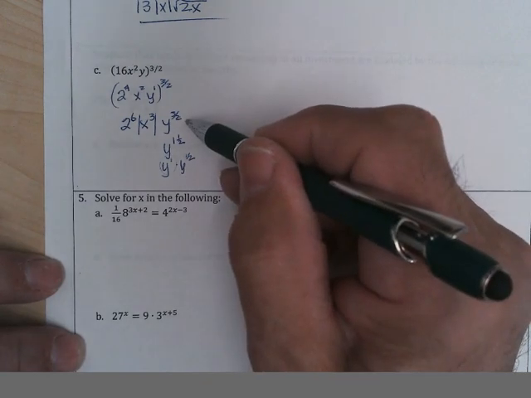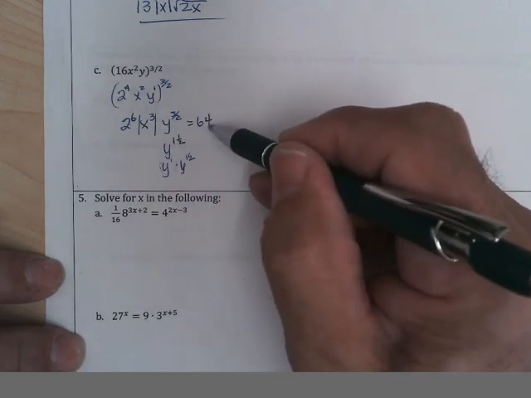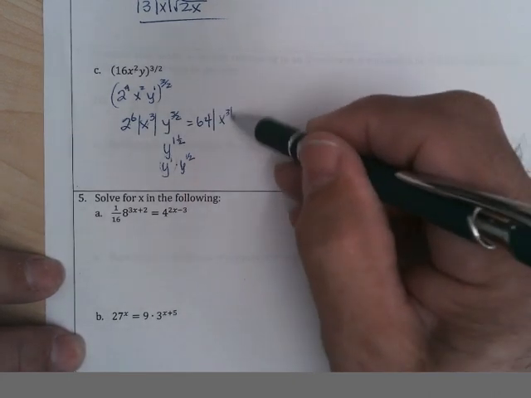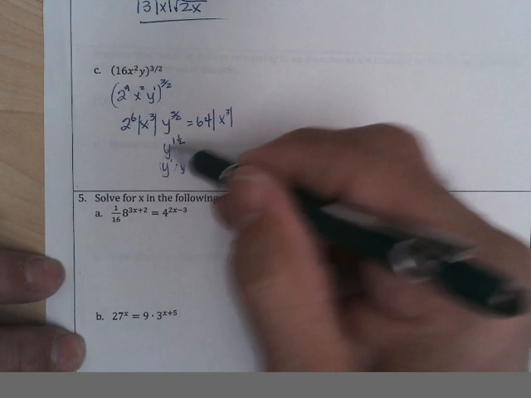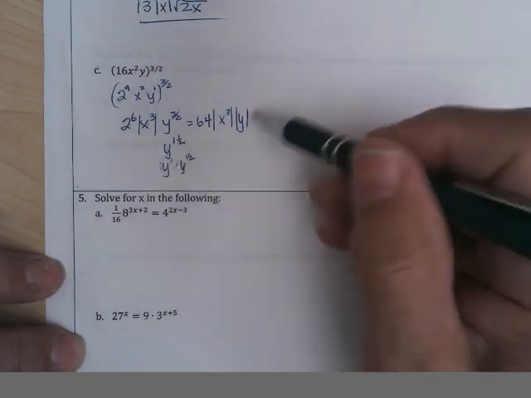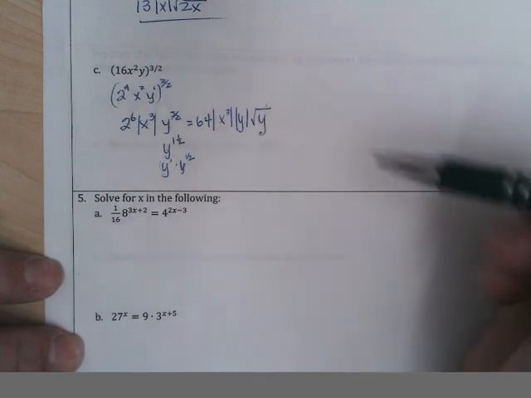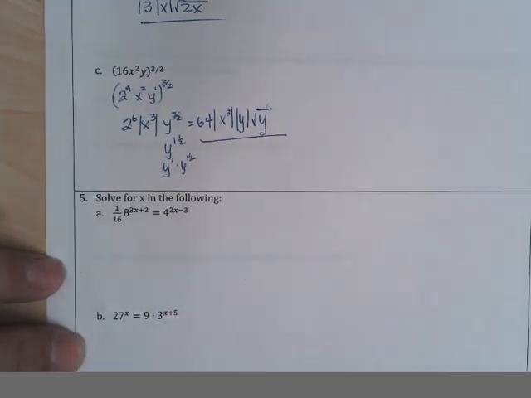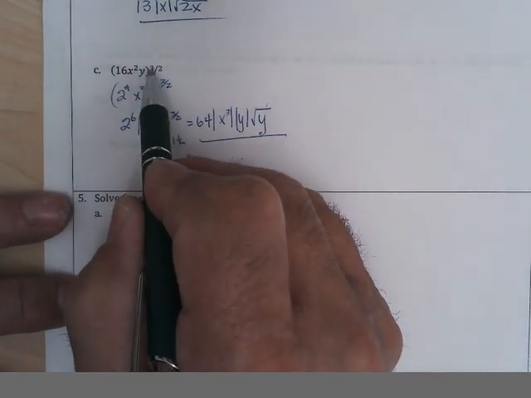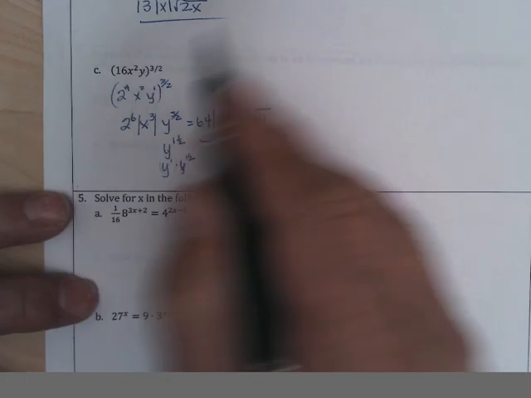So this would come out to be 2 to the 6, which is 64. Absolute value of x to the 3rd. Absolute value of y because of the 1. And then we'd still have the square root of y, or y to the 1 half. Now let's do it the other way. The numerator says 3 of these. It's cubed. 3 of them multiplied.